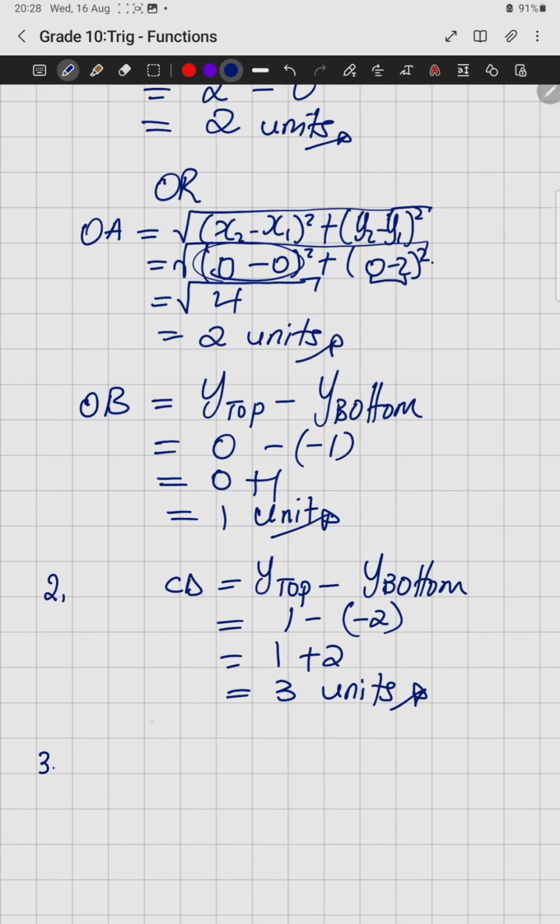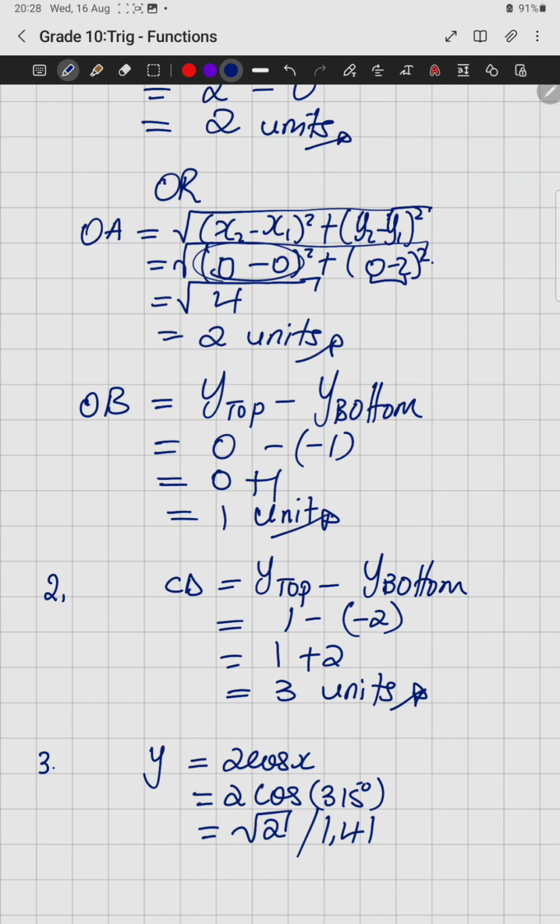So for F, y is equal to 2 cos x. In the place of x we're going to put 315 degrees, and the final answer must be root 2, or maybe 1.41.